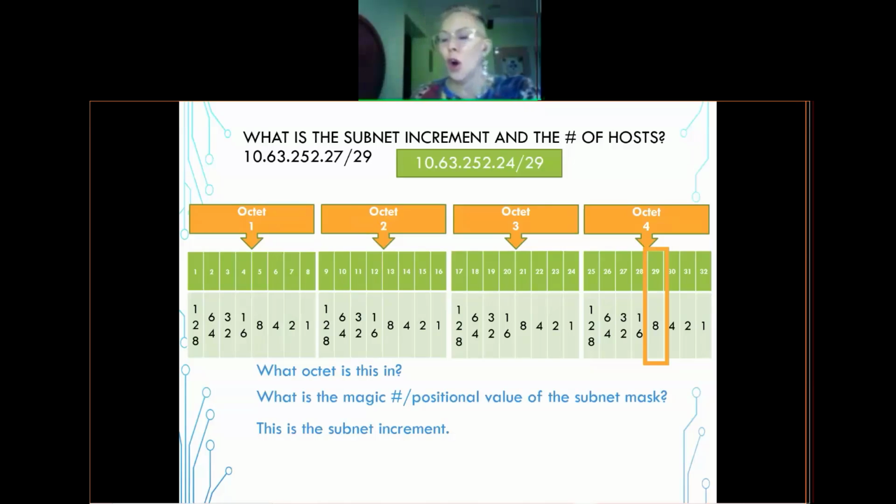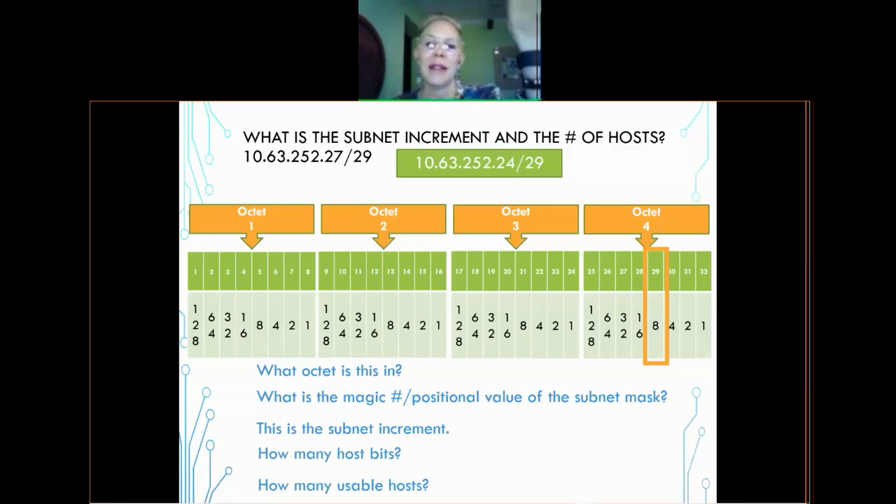How many usable hosts can I get from a /29? How many usable host addresses are there? So you could look at your chart, right, and find the /29 and see that the total number is 8. You subtract 2 to get 6. Right, 6.